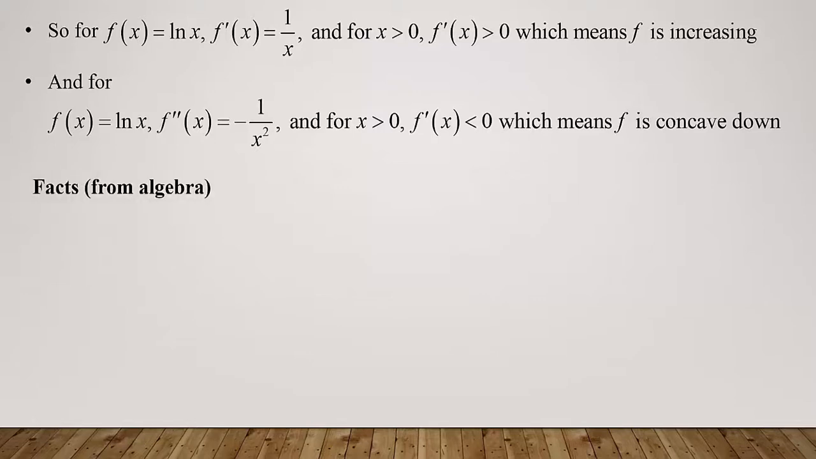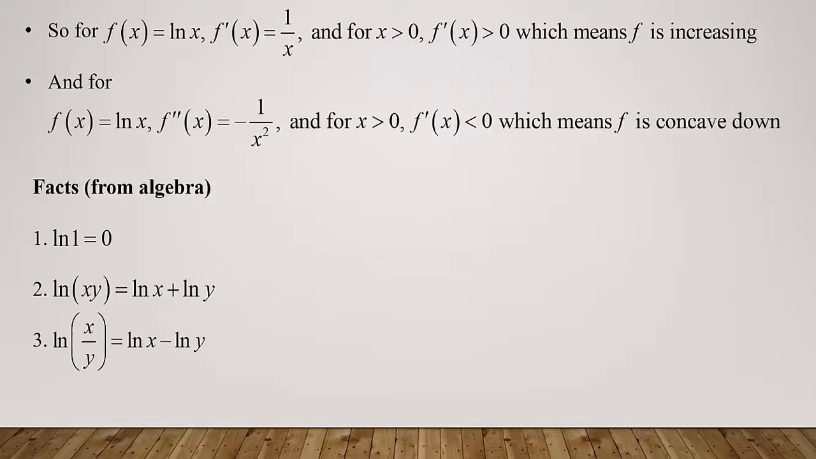Okay, this is just a review from algebra. So these are some facts from algebra. Natural log of 1 is equal to 0. We actually saw that earlier in the slides. Number 2, you may remember these as the laws of logarithms. If you have the natural log of a product, so the natural log of x times y, you can rewrite that as addition. So natural log of x times y equals the natural log x plus the natural log y.